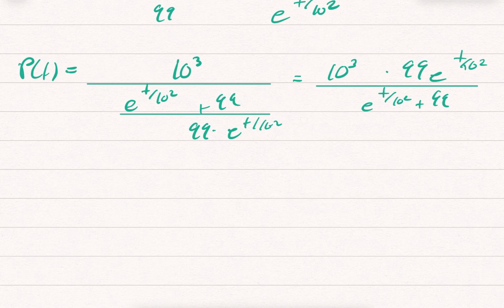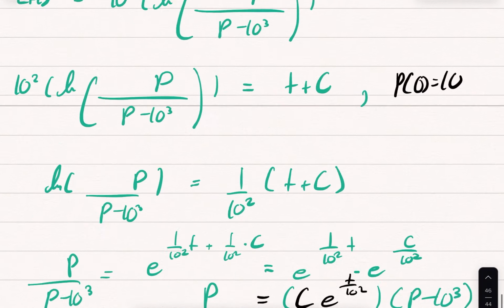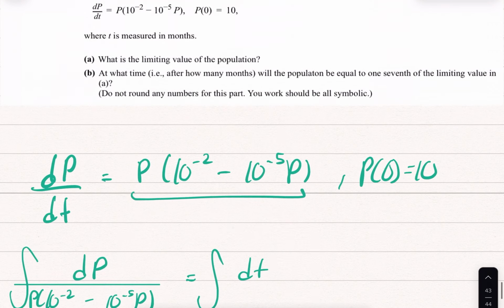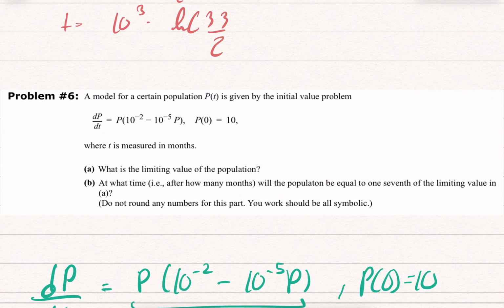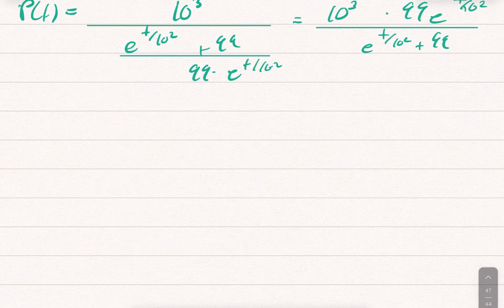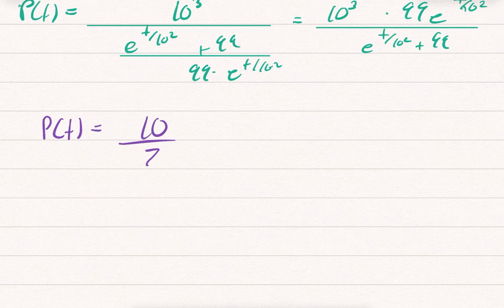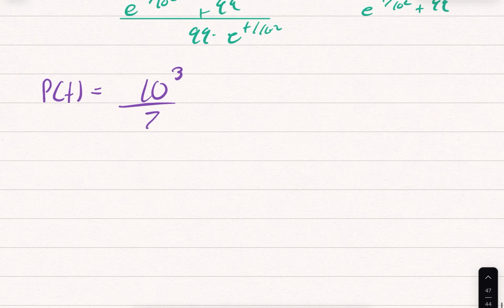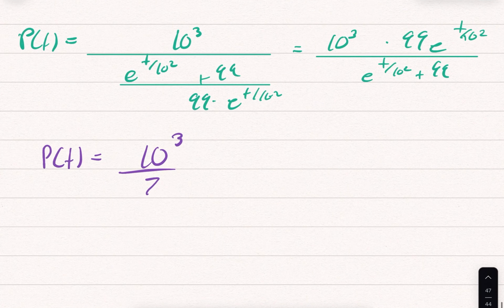Okay, so now the next question, part B, because we already have part A. At what time, after how many months, will the population be equal to 1/7 of the limiting value in A? So they're basically saying P as a function of T equals the limiting value over 7, so 10 cubed over 7, because that's my limiting value, right? And they're just asking for T at this point.